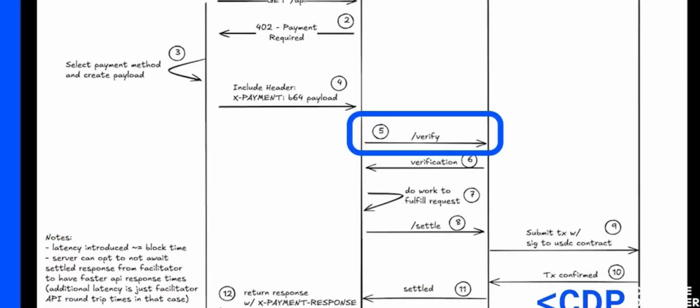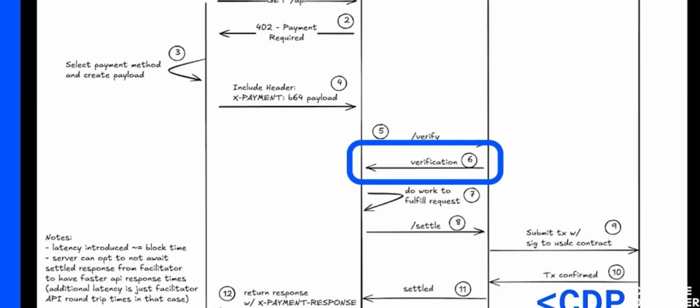And so the recommended flow of the facilitator is you call an endpoint /verify, which tells you, hey, am I likely to get paid based on this piece of information? Does this satisfy my payment requirements? Is the signature valid? Does the client actually have funds on chain? And the facilitator will say, yeah, you are likely to get paid.